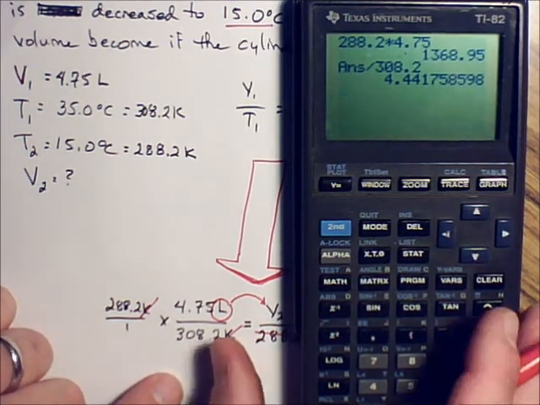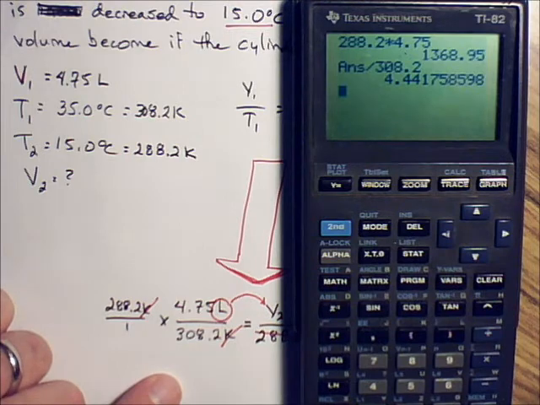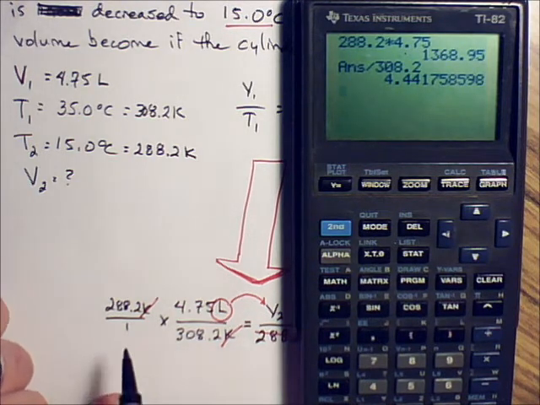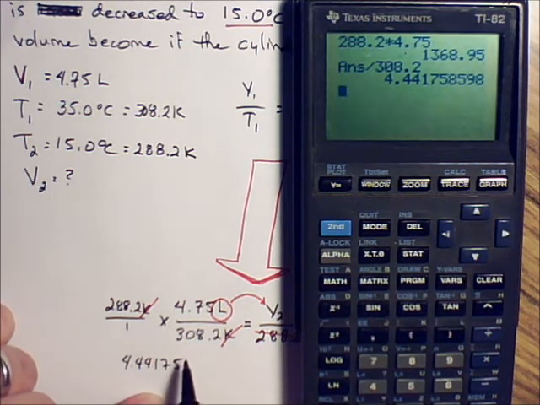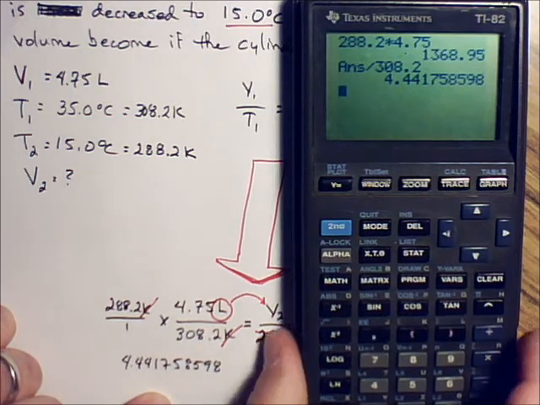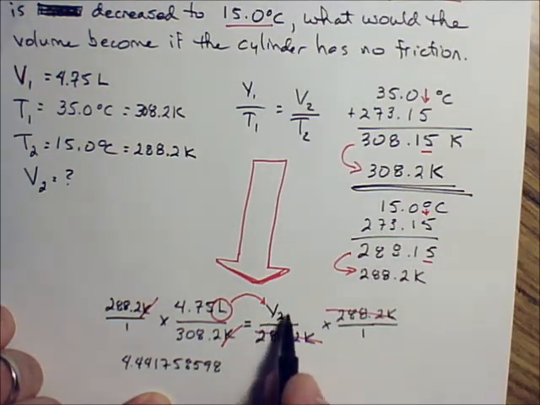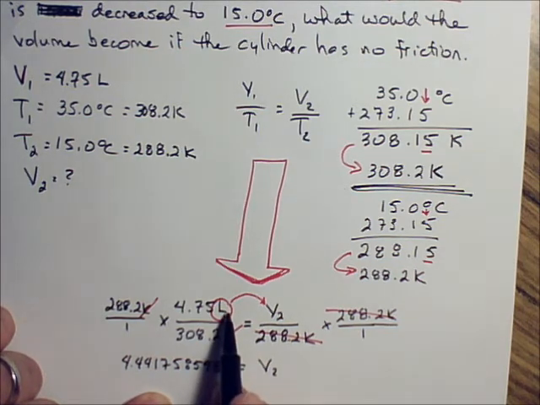All right. So our full answer then is 4.44175.8598. Or yours may have fewer digits. That's okay. And if we look at the equation, what we have left on the other side of the equation is V2, and what we have left for units is liters.